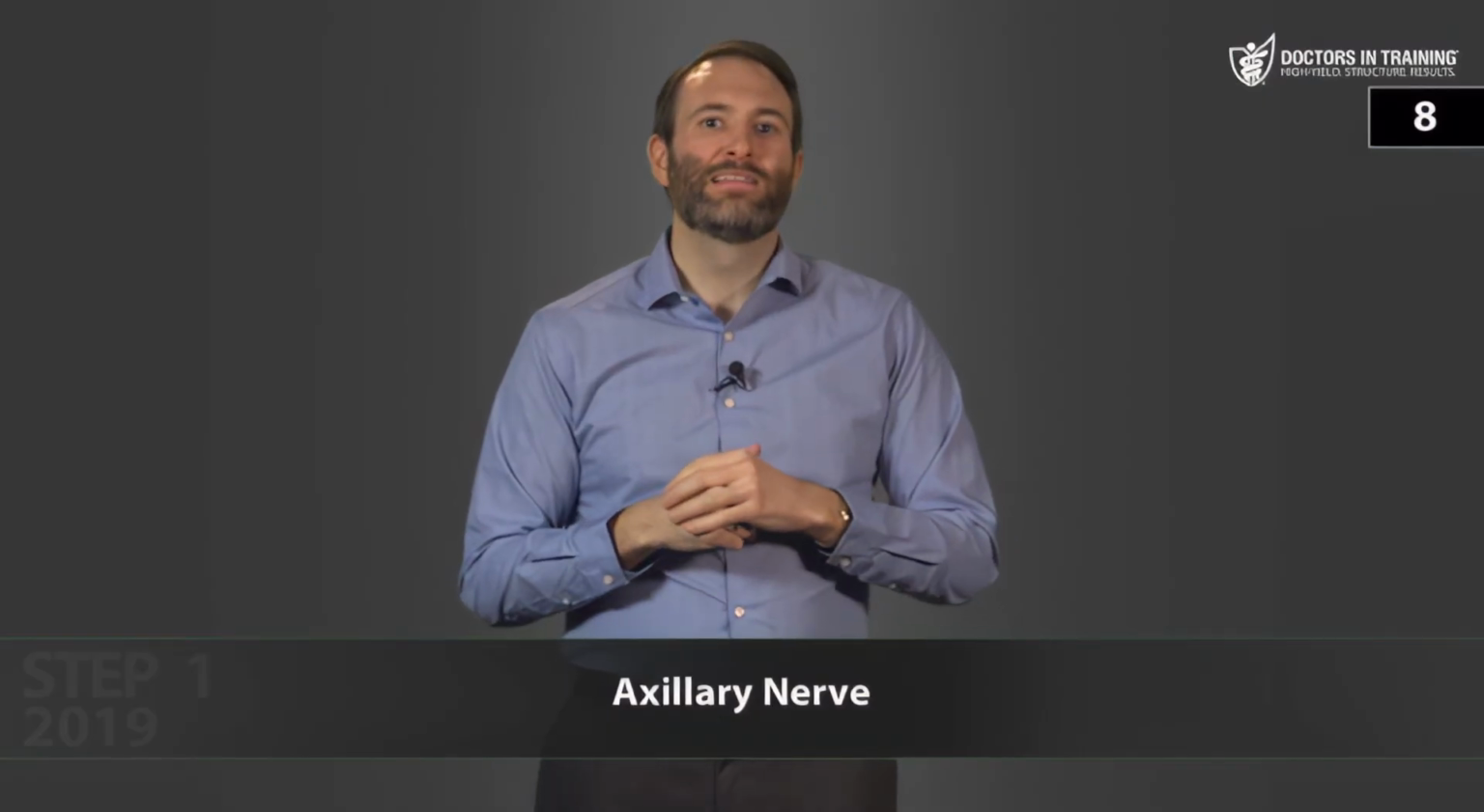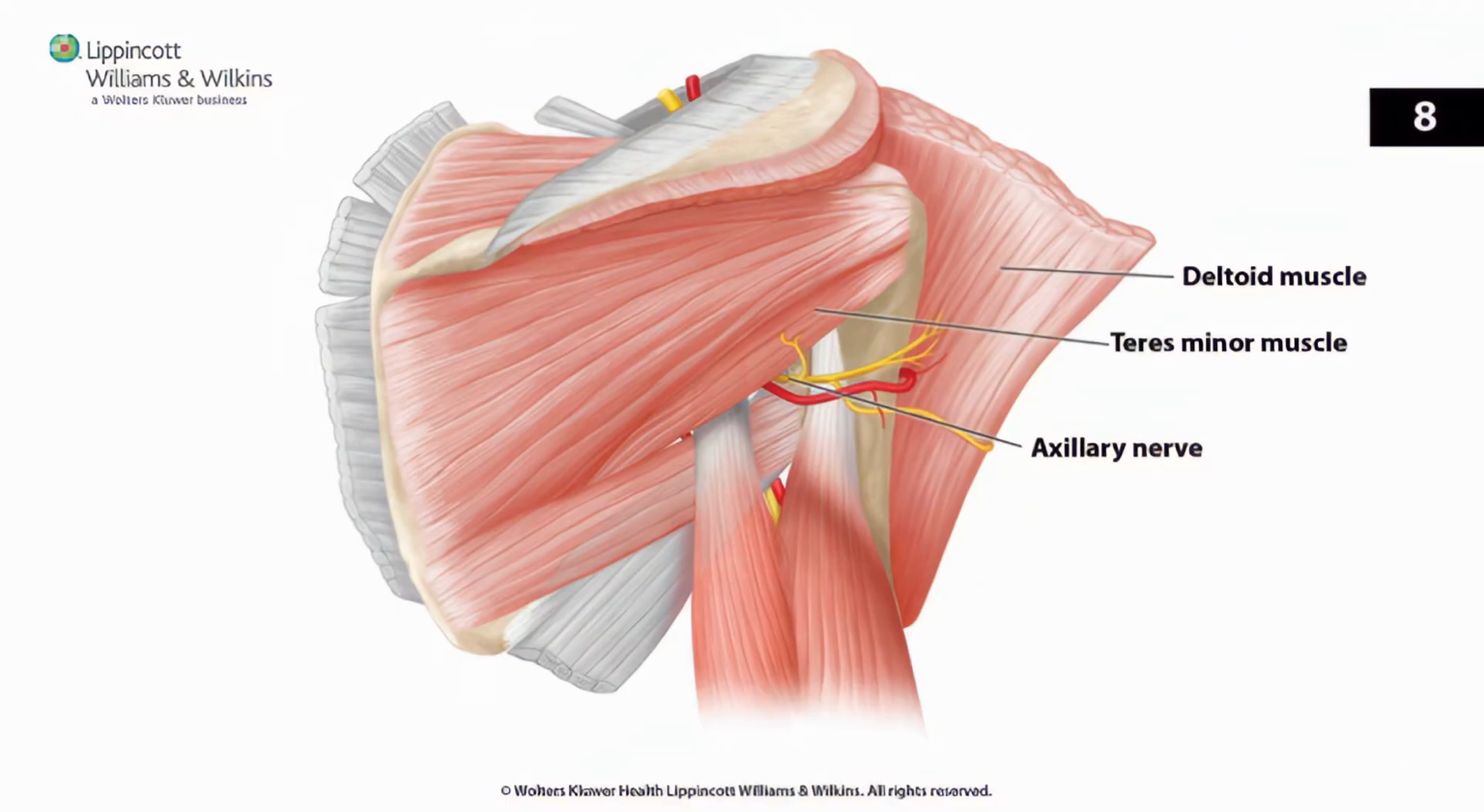All right, moving on to the axillary nerve. Axillary nerve will innervate the deltoid, teres minor, and the long head of the triceps brachii. Now remember that the other triceps heads are innervated by the radial nerve. Now the deltoid acts to abduct the shoulder, the triceps act to extend the forearm, and the teres minor acts to externally rotate the humerus.